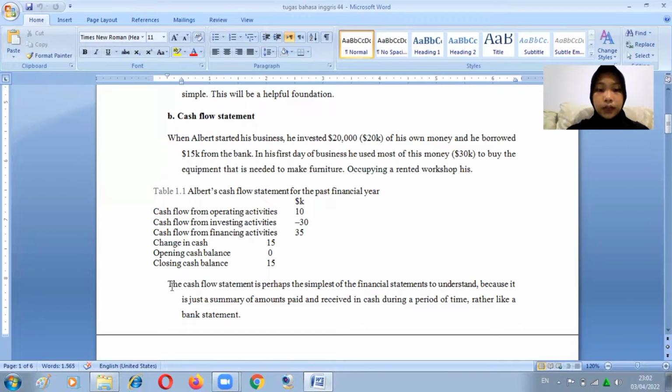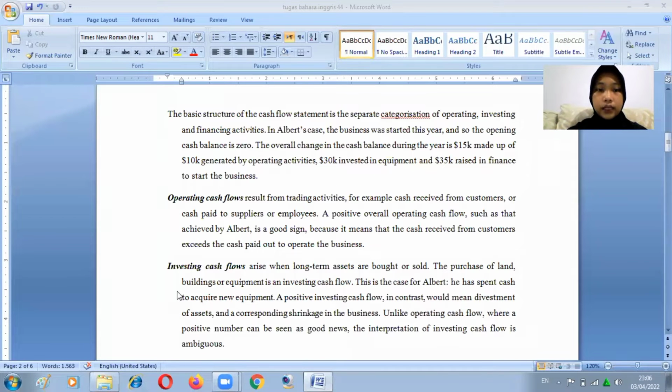The cash flow statement is perhaps the simplest of the financial statements to understand because it is just a summary of amounts paid and received in cash during a period of time. It is like a bank statement. The basic structure of the cash flow statement is the separate categorization of operating, investing, and financing activities. In Albert's case, the business was started this year, and so the opening cash balance is zero.